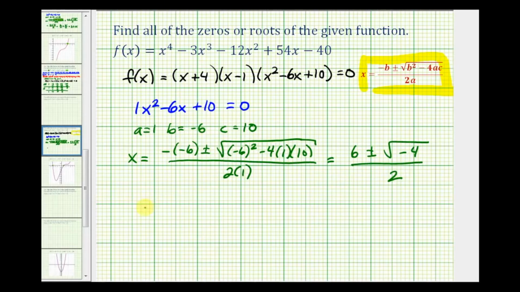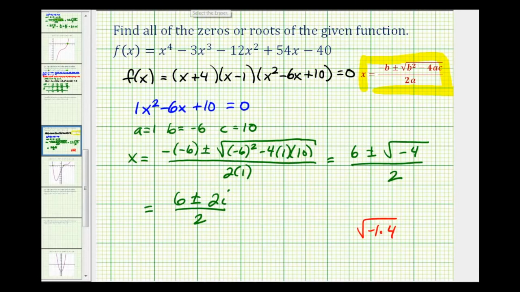To continue simplifying, we have 6 plus or minus, well, the square root of negative 4 is going to be imaginary. The square root of negative 4 is negative 1 times 4. Square root of negative 1 is i. Square root of 4 is 2. So we have 6 plus or minus 2i all over 2.